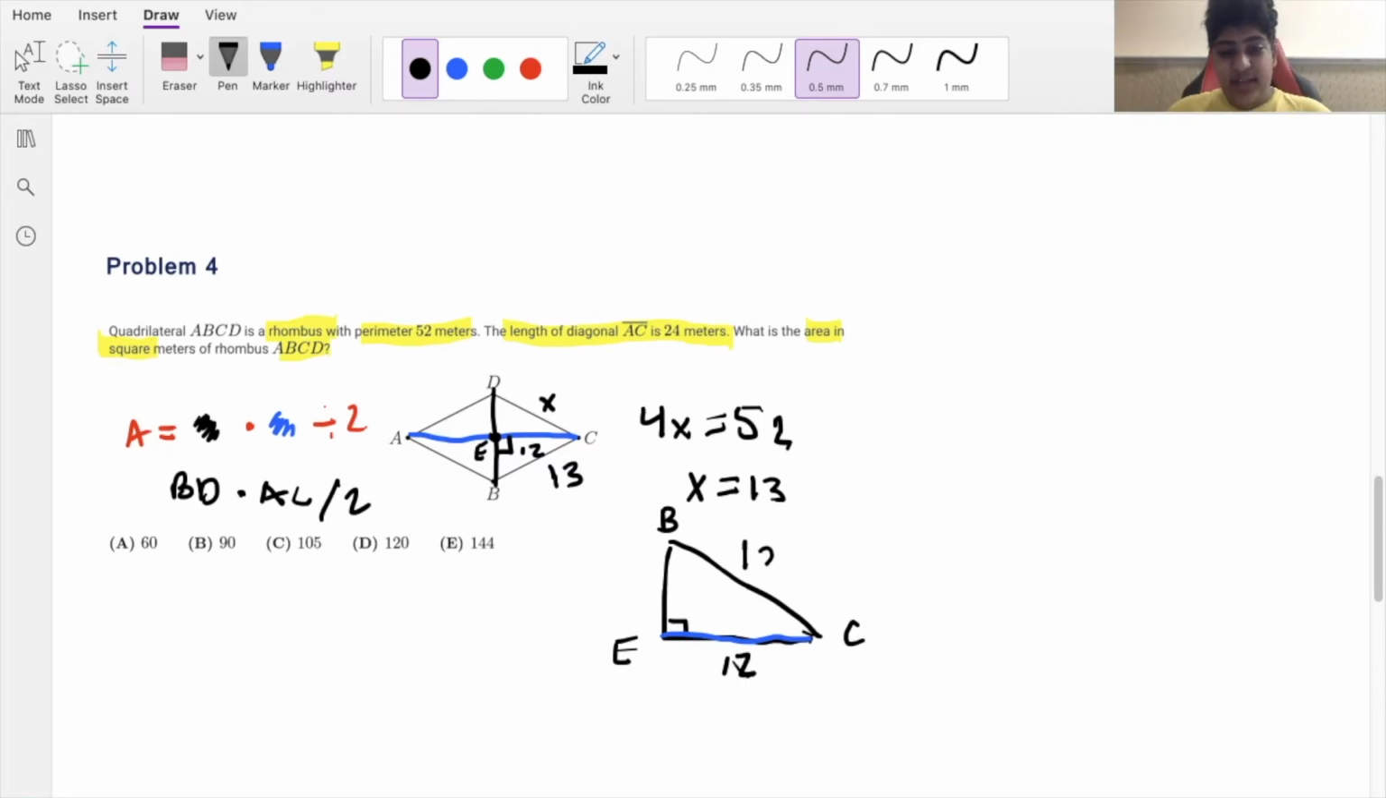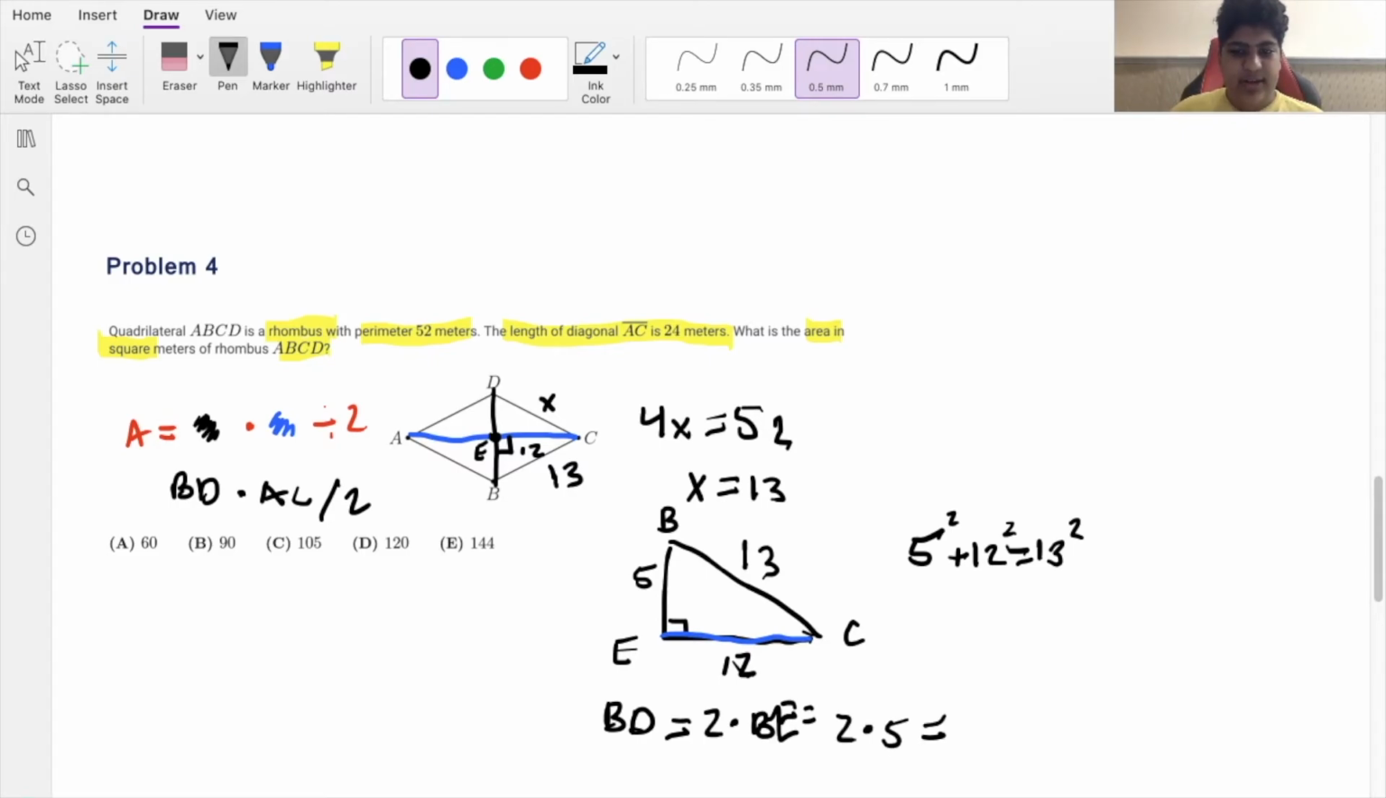Alright, so we know that this blue side has length 12 and BC has length 13. Thus, we recognize this as a Pythagorean triple, the 5, 12, 13 Pythagorean triple, since 5 squared plus 12 squared is equal to 13 squared. So, we know that BE is 5. But if BE is 5, that means that the total length of BD is equal to 2 times BE, which equals 2 times 5, which equals 10. And now we're ready to find out the area.